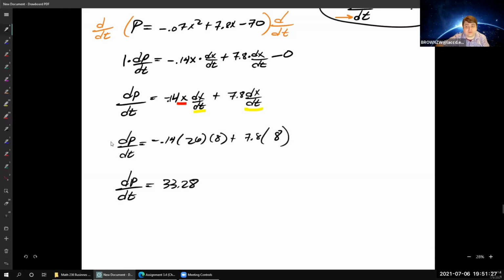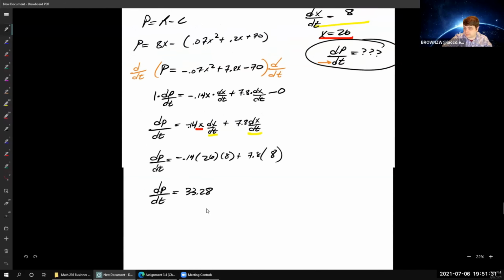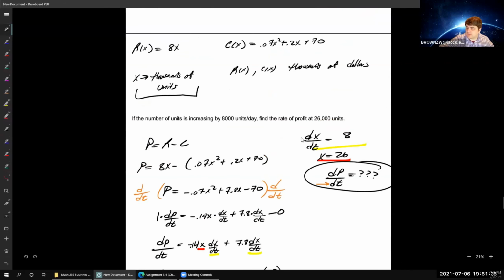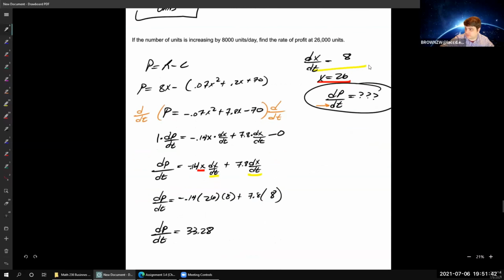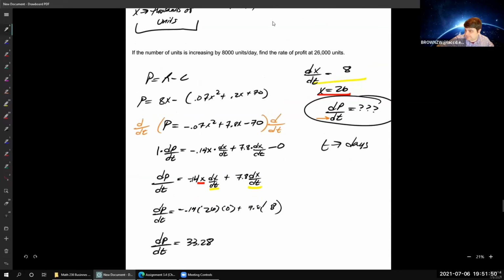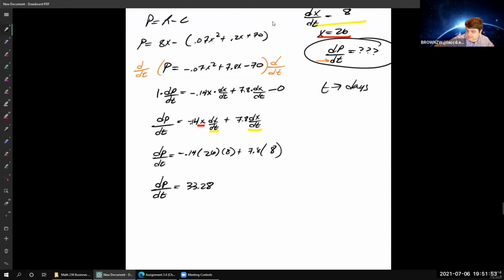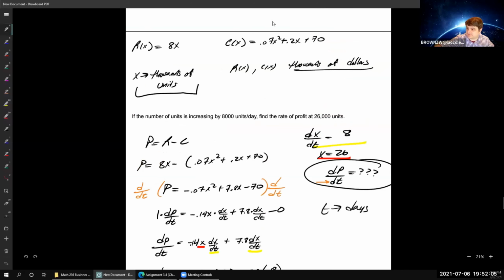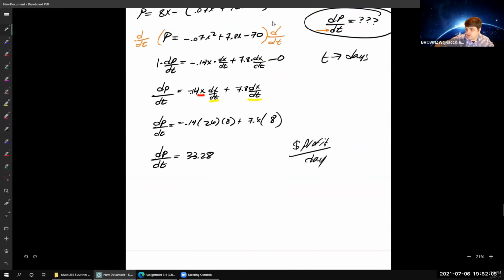Now here is where we need to talk about units. So we have a number, once again, what does this number represent? Remember that revenue and profit were both in terms of thousands of dollars, and x is in terms of thousands of units. It was kind of implied here, but t is in terms of days. So dP/dt is the amount of profit we make in a day. Profit is the difference of R and C, which are both in terms of thousands of dollars. So what we're effectively seeing is a profit of 33.28, technically $1,000 per day.